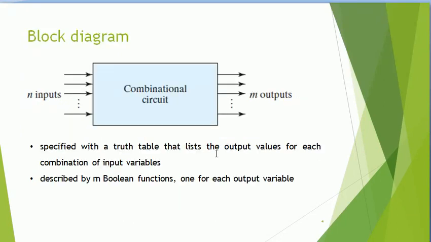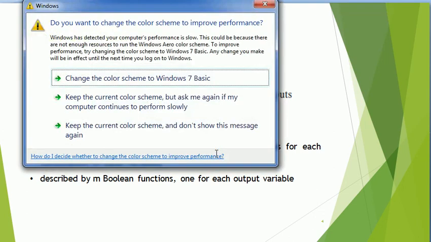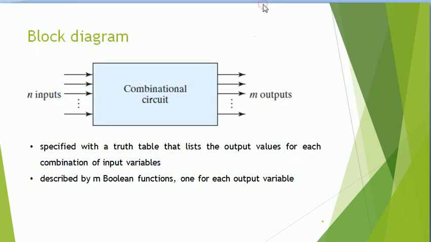This slide shows the block diagram of a combinational circuit where we have n inputs and m outputs. Any number of inputs can be given and any number of outputs can be taken. The behavior of the combinational circuit is specified by a truth table which lists the output values for each combination of the input variables. If you have n inputs, we will have 2 power n different combinations, which will be defined by m Boolean functions, one for each output variable.